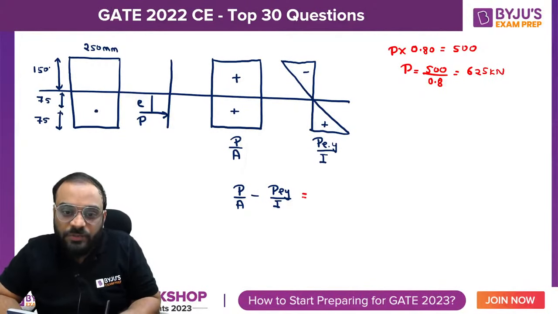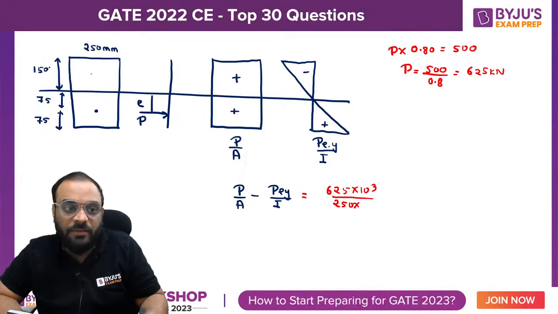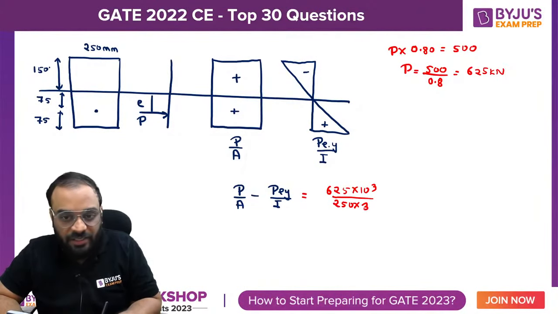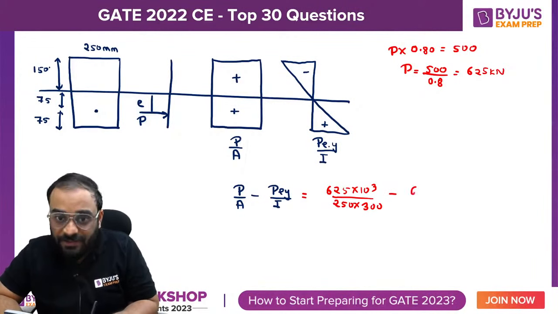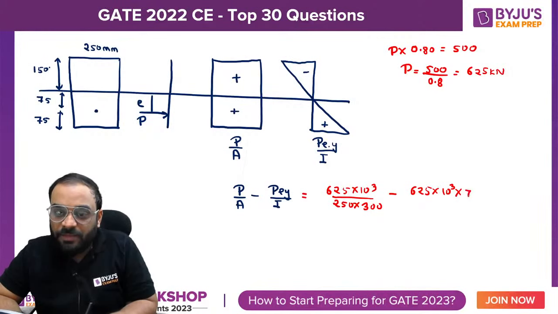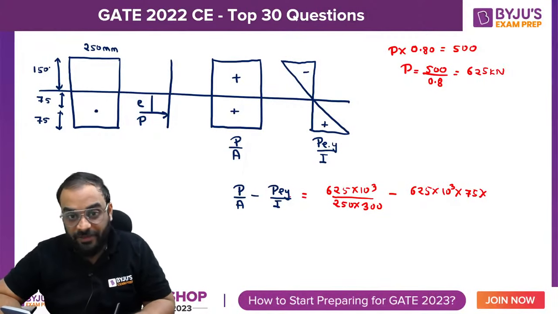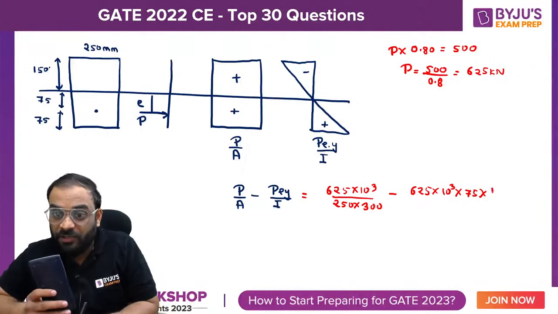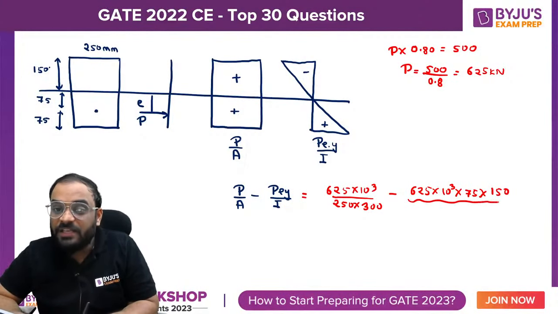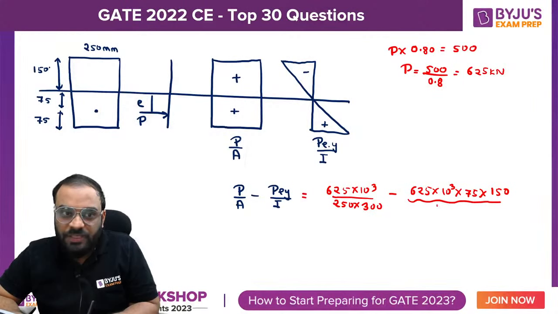Now let's find out this particular value first. 625 multiplied by 10 raised to power 3 divided by the cross-section area, which is 250 multiplied by the total depth, which is basically 300, minus 625 multiplied by 10 raised to power 3 multiplied by 75 multiplied by y, which is equal to how much? 150, divided by I, which is equal to how much? BD cube by 12. So B is equal to 250, D is equal to 300, cubed, divided by 12.